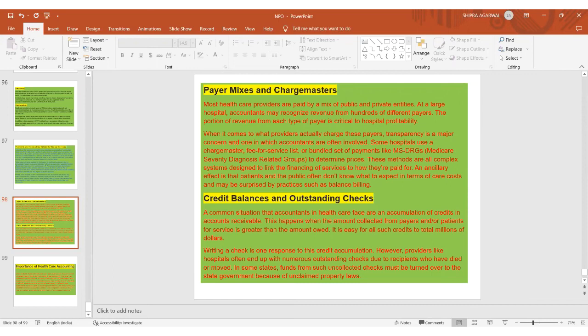In this case, it again involves how you will be dealing with such transactions, and how to wind up the transactions in such a case, because if there is no one to follow up, then what to do, right? In some states, funds from such uncollected checks must be turned over to the state government, because it becomes a kind of unclaimed property, right? Or how to deal with it. So all these things are to be taken care of.